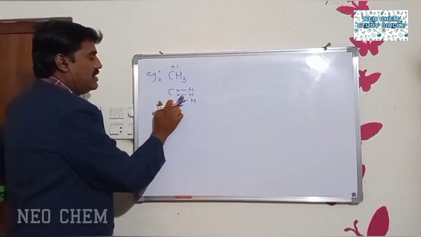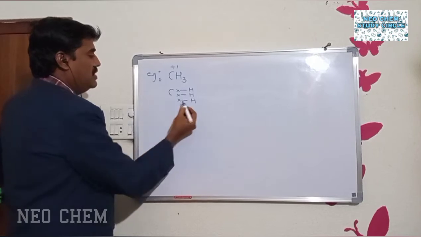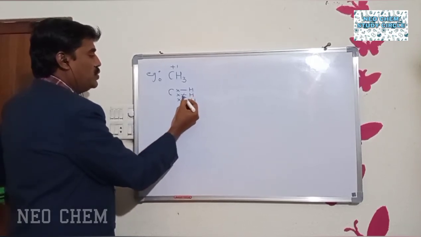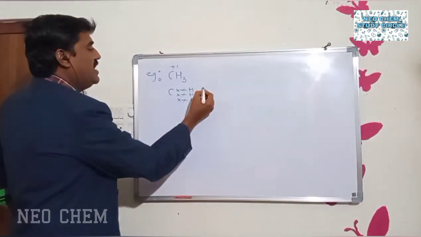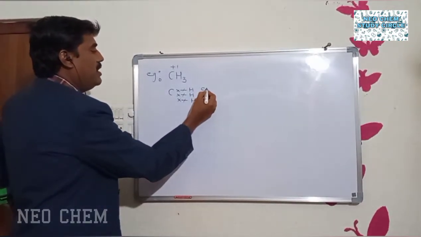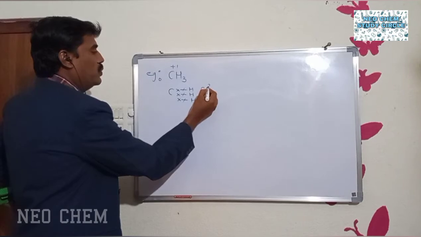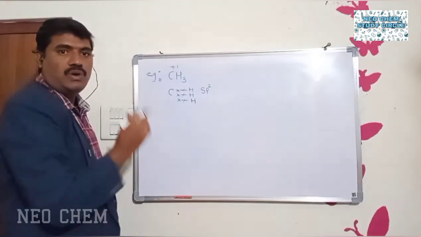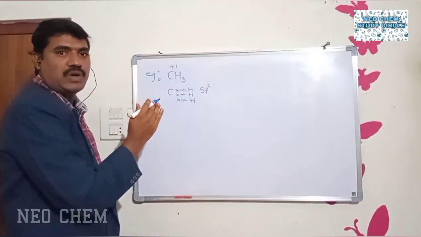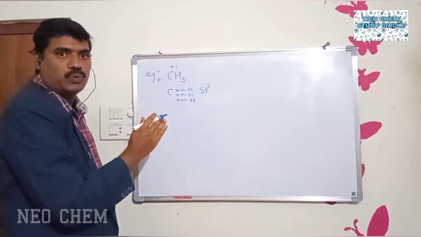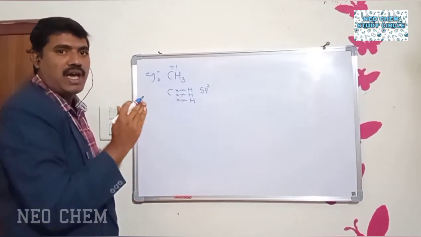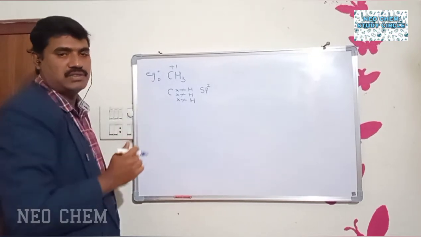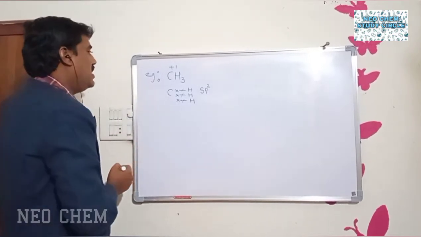All the single bonds are sigma bonds. So there are 1, 2, 3 sigma bonds. So the hybridization containing 3 orbitals is sp2. So the hybridization of the methyl carbocation is sp2. Like that, we have to identify the hybridization of cations. Let us take one more example.